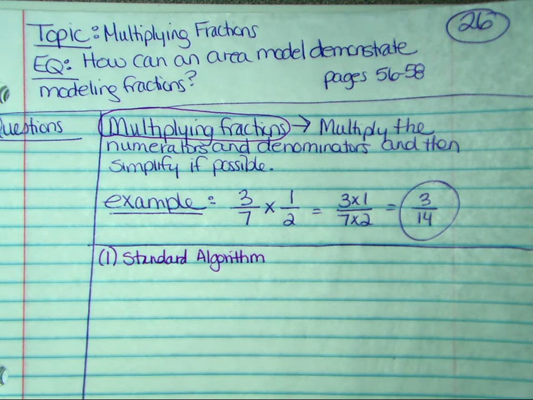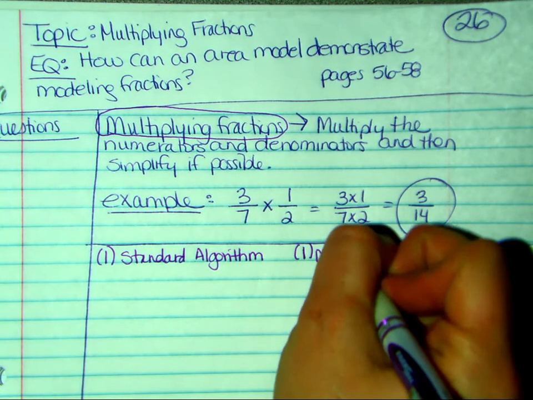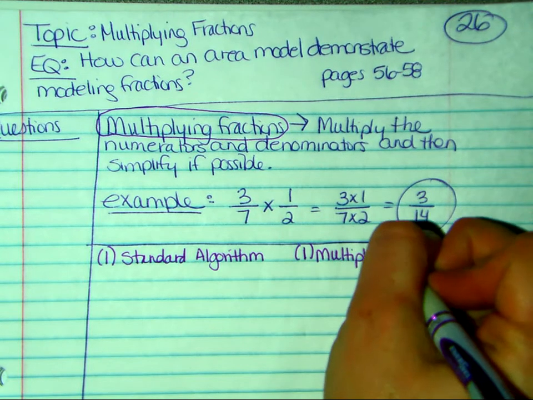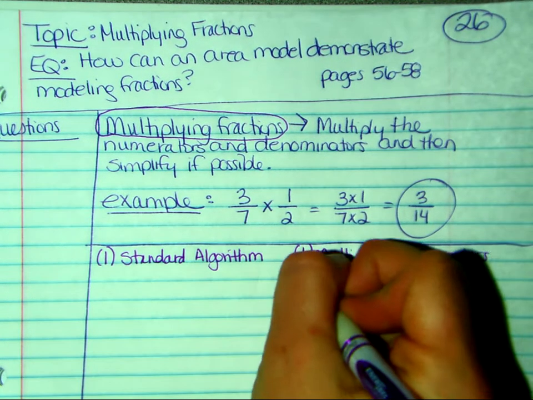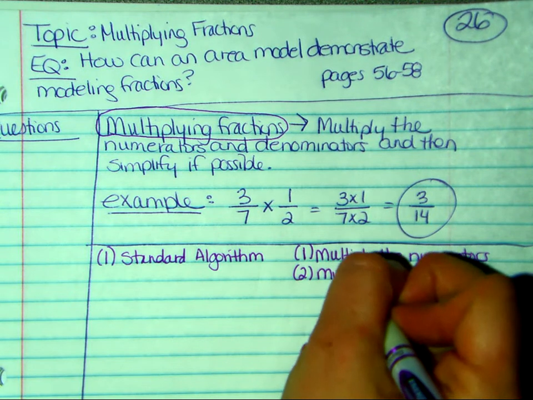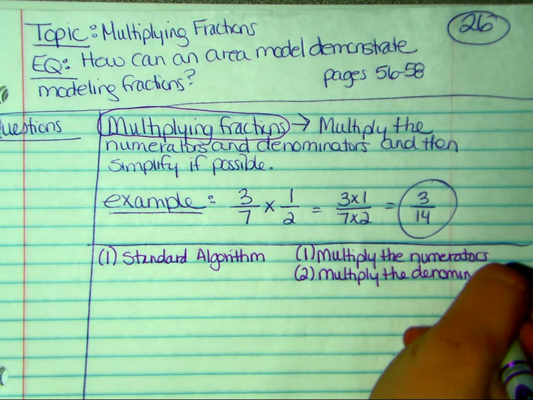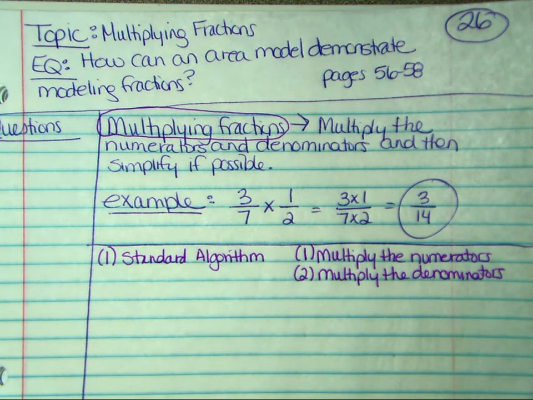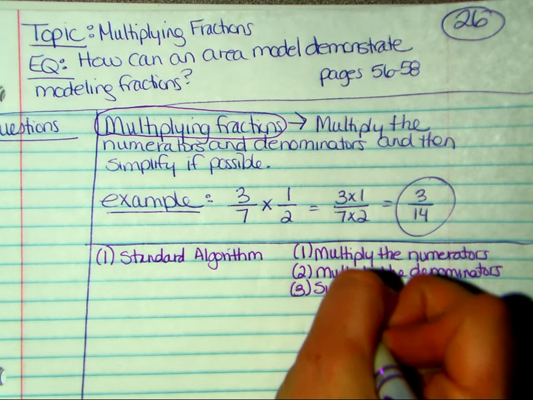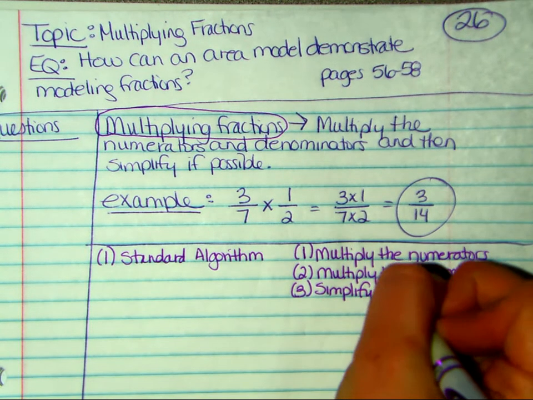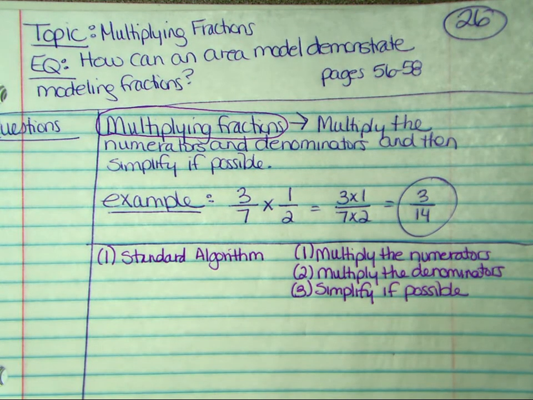So our first practice problem we are going to solve using the standard algorithm. With the standard algorithm, the steps that we need to remember are: 1, we multiply the numerators, the top numbers, and then 2, we multiply the denominators, and then if we can, we simplify and make that fraction in the smallest form we can. Pull out factors and make it a simplified fraction.